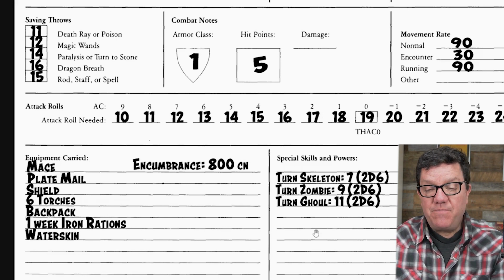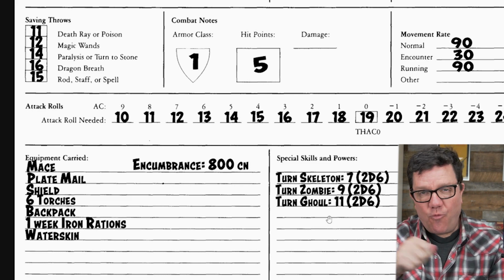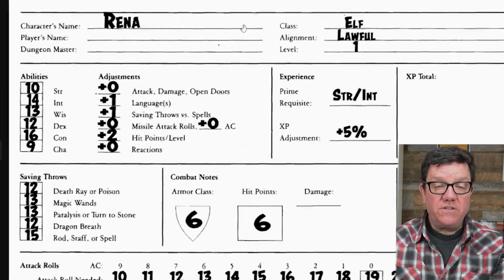Here are my turning capabilities at 1st level. I can take any spell I want from the chart, so I don't have to write that down. Obviously, as I'm running every day, I'm going to be writing it down, but it's not like I have to know a spell. All right, so here is Rena.